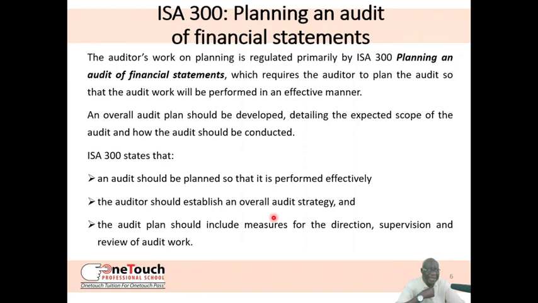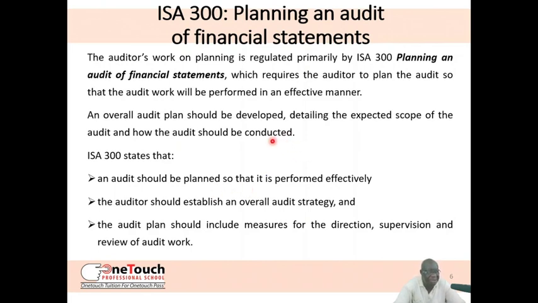Then we go to ISA 300. Now, planning an audit of financial statements. You are going to plan to audit financial statements. So, ISA 300 requires the auditor to plan the audit so that the audit work will be performed in what? An effective manner. An overall audit plan should be developed. After you have got the audit strategy, then you have to plan the audit. That is what the overall audit plan must now do: detail the expected scope of what? The audit and how the audit should be conducted.